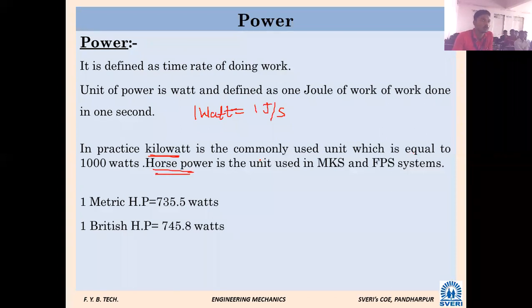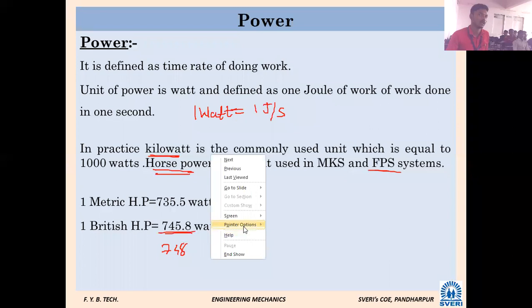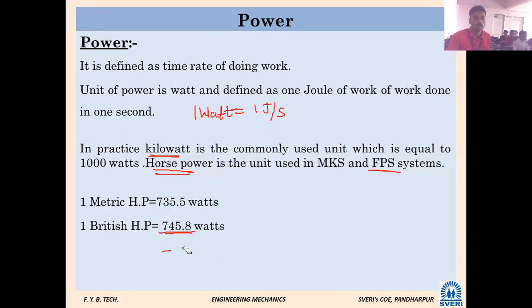Horsepower, it may be known to you. Horsepower is a unit used in MKS and FKS. FKS means what? Foot pound second system. 1 HP is, I think, 746, or 745.8. Don't worry, it is not required. Here we have to remember only what is power. Next.